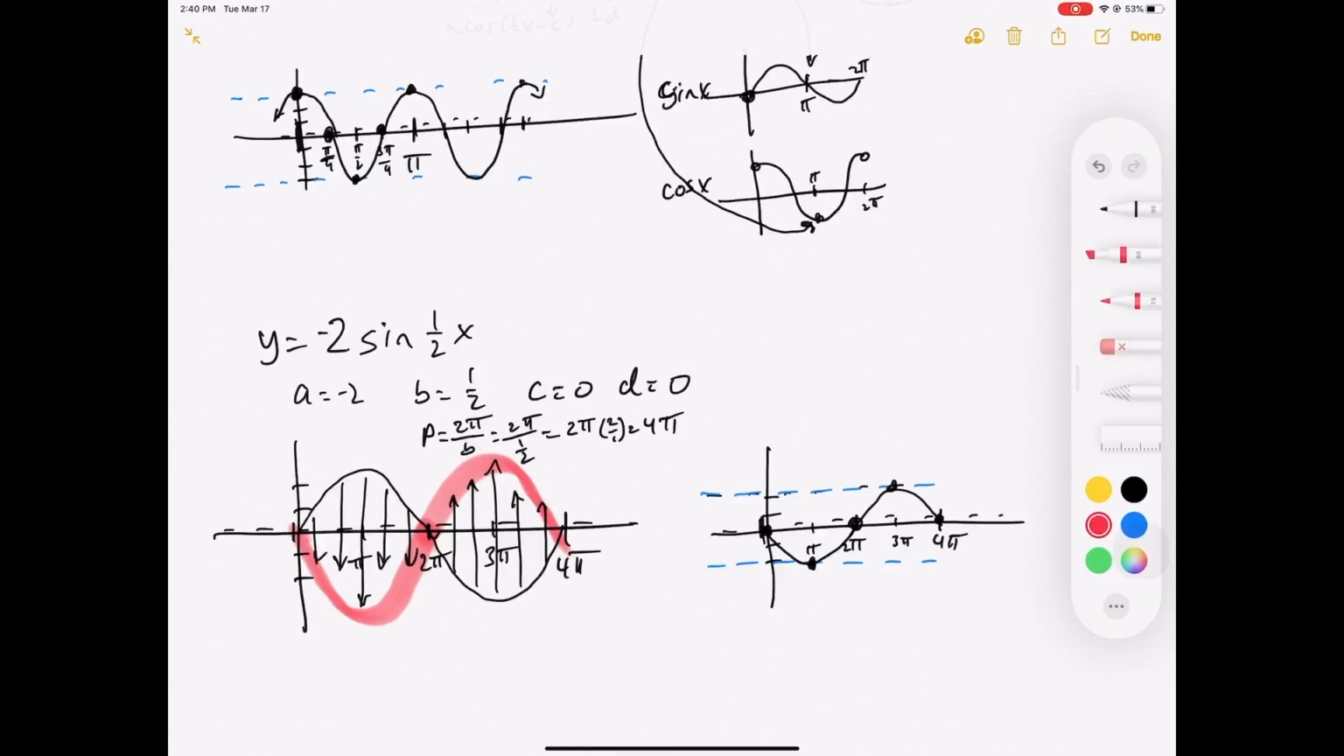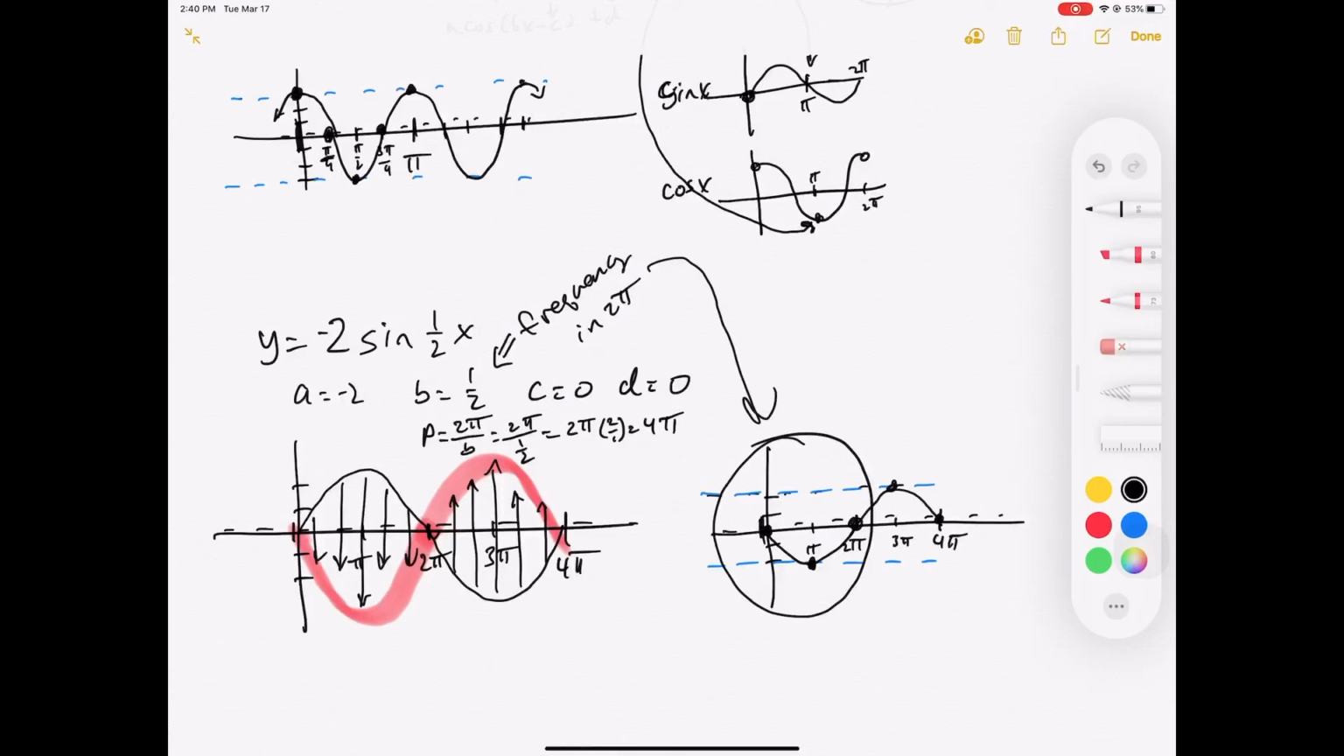Now, what we mentioned before, we said my b value is 1/2, and b stands for frequency in 2 pi. So how much of our graph did we see in 2 pi? Did we see the full graph, or did we see half of it? It looks like we just saw half of it. We needed another 2 pi to finish.